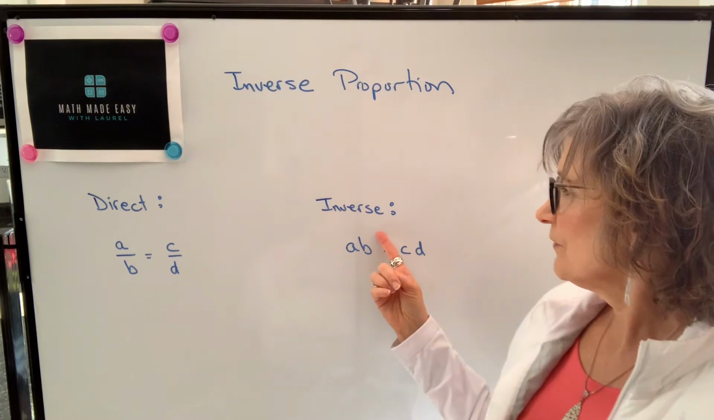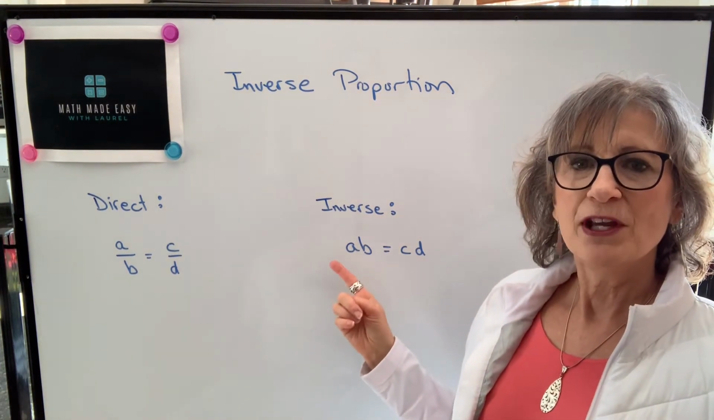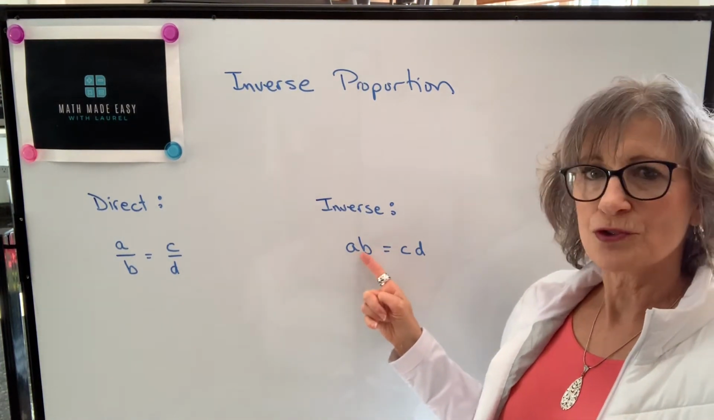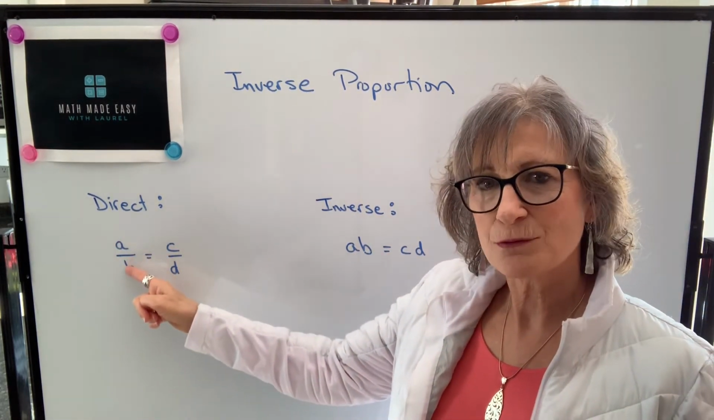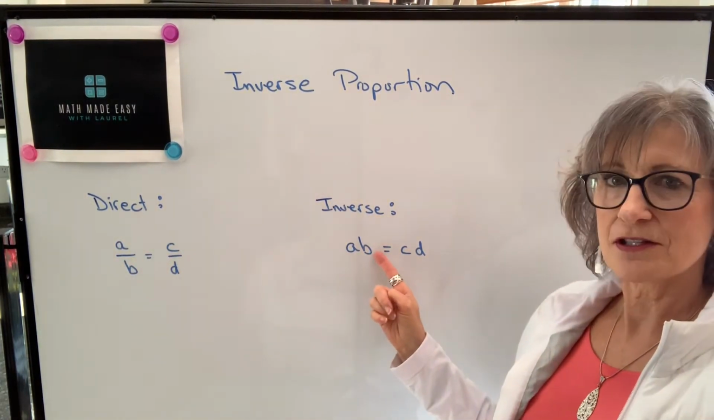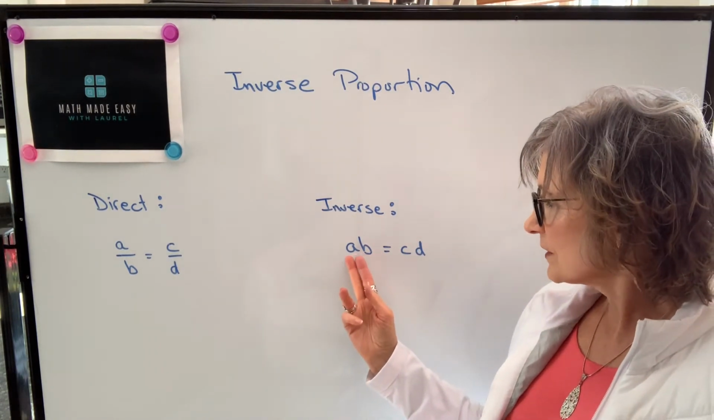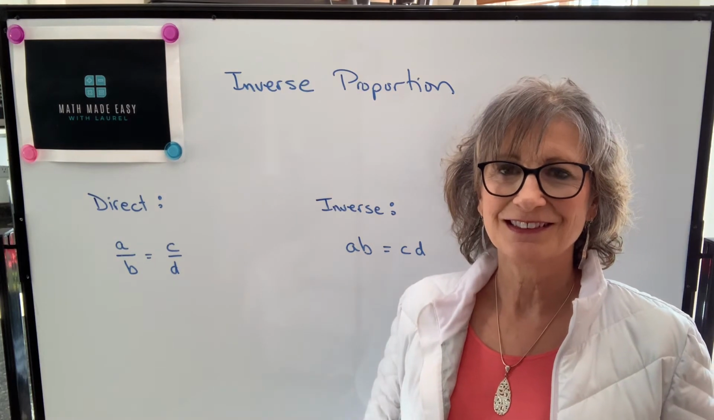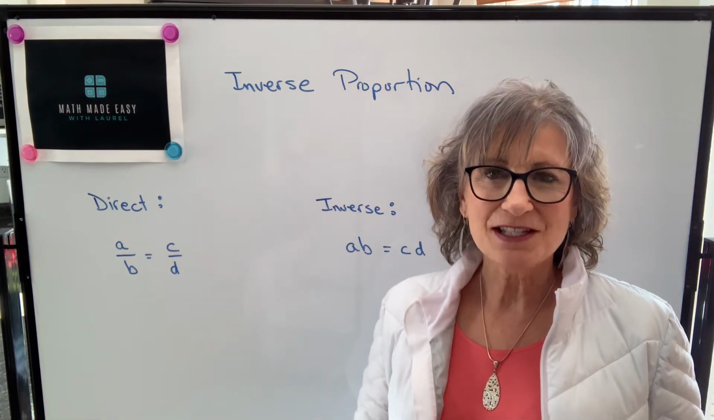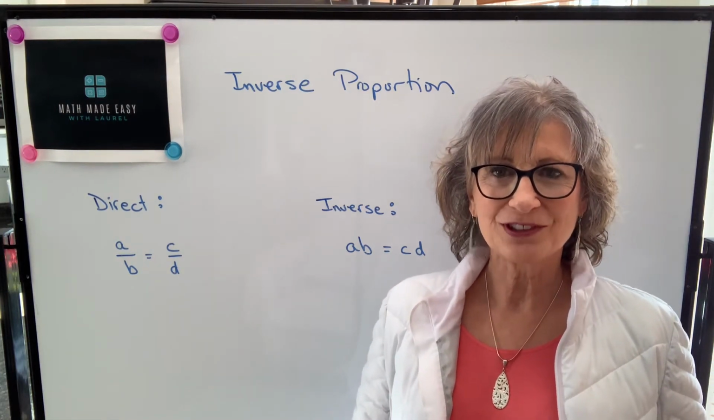And when we have an inverse proportion, we know that the product of those two quantities will be constant. Here the ratio of the quantities was a constant, here the product is a constant. So that means that the product of the two quantities will equal the product of the two quantities. Let's take a look at some examples so you can understand what I'm talking about.